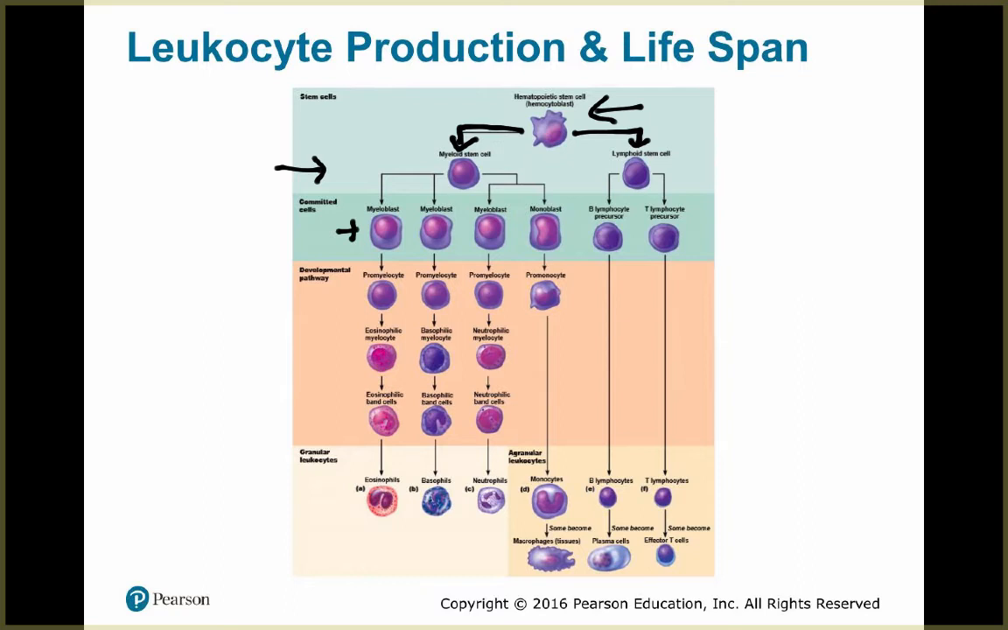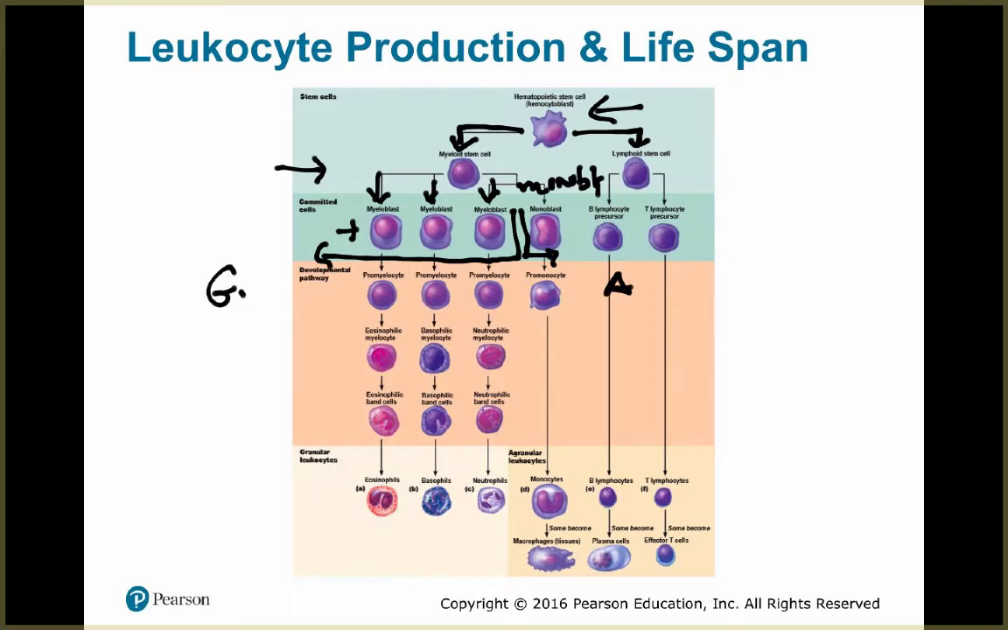Now, on the other side, both of these are myeloblasts, and here you have a myeloblast, but here you have a monoblast. So these three this way are going to be the granulocytes, and these on the other side this way are the agranulocytes.